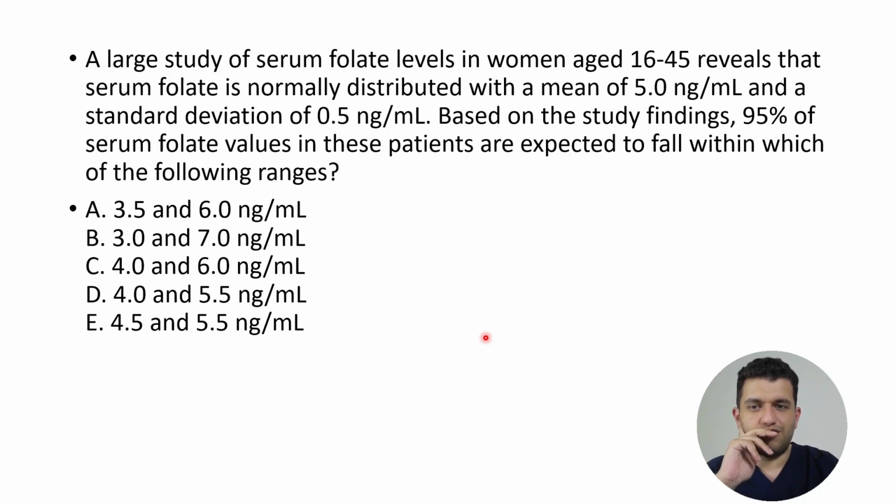Okay, so let's solve these questions. A large study of serum folic acid levels in women aged 16 to 45 reveals that serum folate is normally distributed with a mean of 5 and a standard deviation of 0.5. Based on the study findings, 95% of serum folic acid levels fall within the following ranges. So this is a question back to the normal distribution. I want you to solve it on your own. I'm not going to answer it.